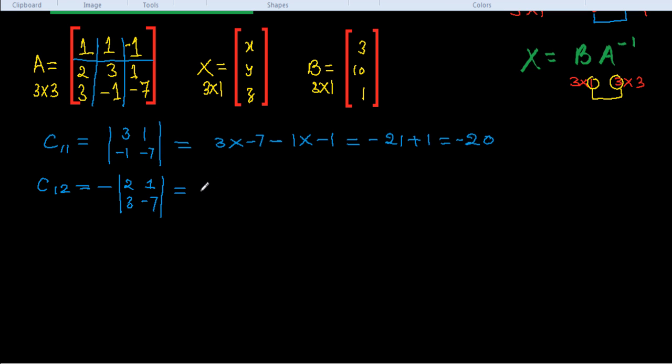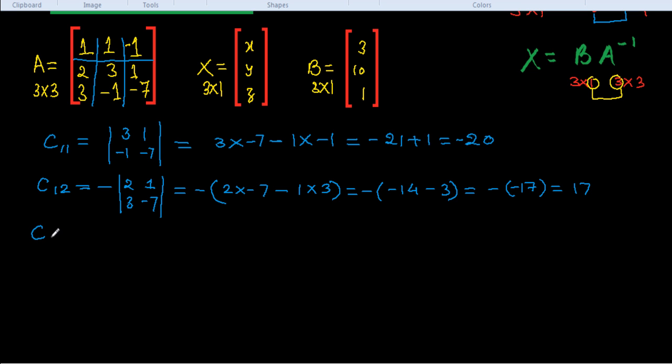Now we expand this, minus the multiplication of the elements of main diagonal, 2 into minus 7, subtract the product of elements of off diagonal, it is 1 into 3. So we get here minus 14 minus 3. Now look at this, we get here minus 17. Finally we get 17. So C12 is 17.